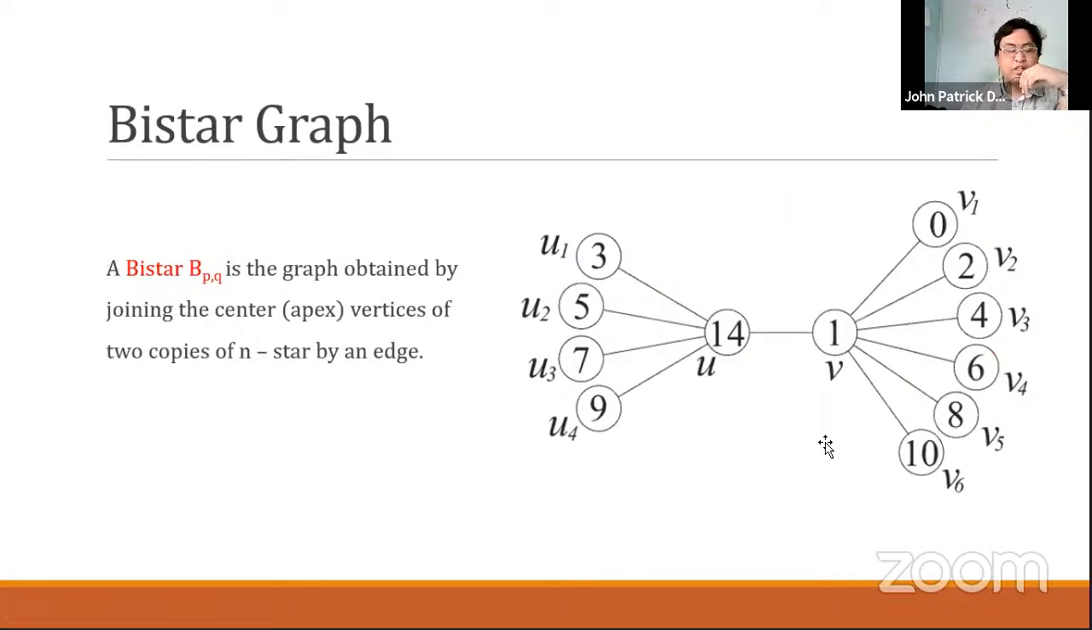The third graph is the bistar graph. A bistar B sub p,q is the graph obtained by joining the center vertices of two copies of n star graph by an edge. Basically, what it says here is that you have two star graphs, and there is an edge that connects the central vertices of those two graphs. You can see this in the example.